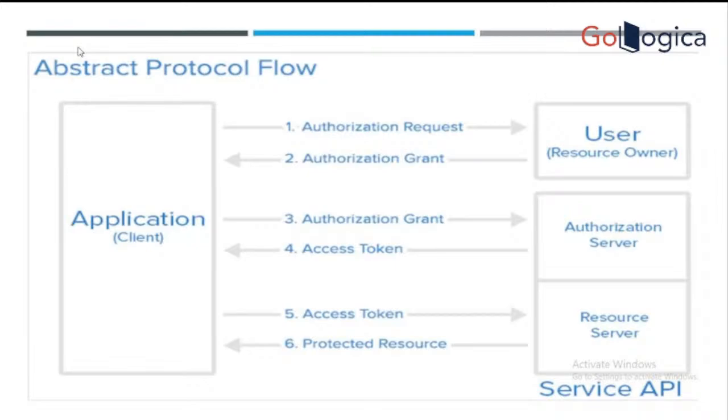So basically OAuth works on authorization, and it requires user authorization in the form of an access token. Okay, so once we receive the access token, in case the user wants to be authorized for a particular action, first the user needs to be authenticated.